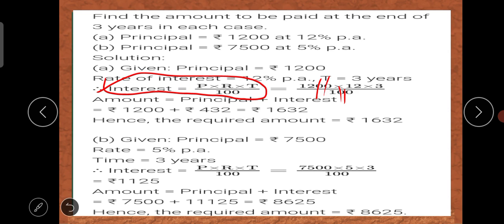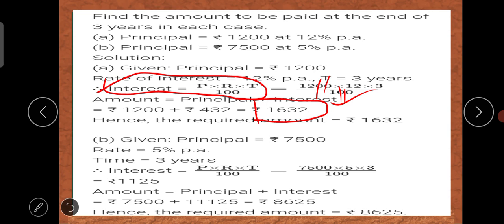I already showed how to do it. Then here they told us to find the amount. So amount means principal plus interest. The principal is your own amount, that is 1200 plus 432. We will get the answer 1632.